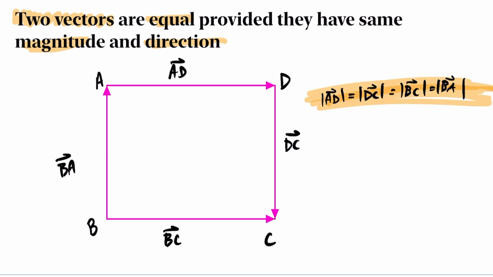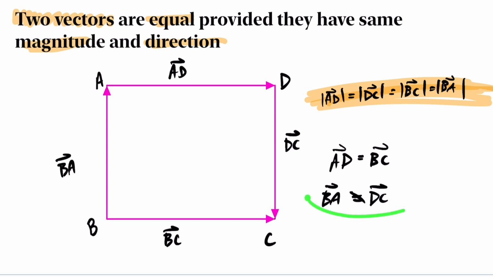In terms of the vectors themselves that are equal here, I know that vector AD would have to equal vector BC. And the reason for that is both have the same direction and same magnitude. However, we would say vector BA is not equal to vector DC. And the reason for that is although their magnitudes are the same, as we saw here, BA and DC have the same magnitudes, their directions are not equal. They are going in opposite directions.